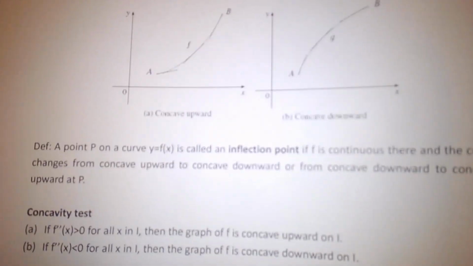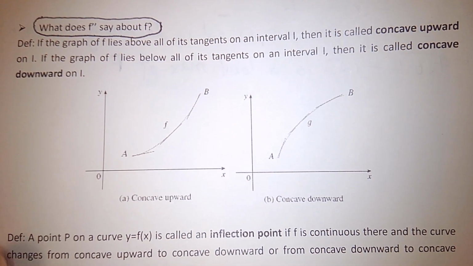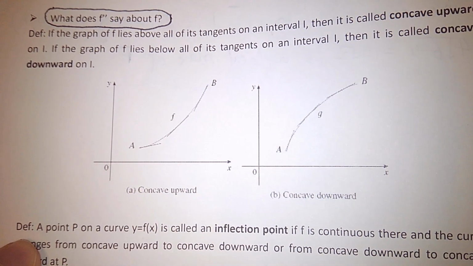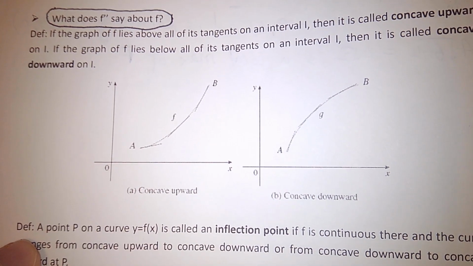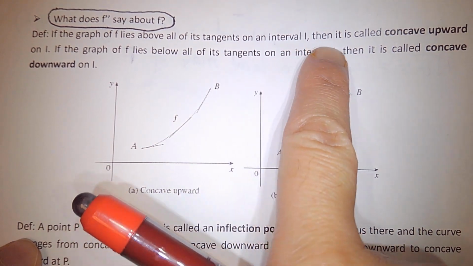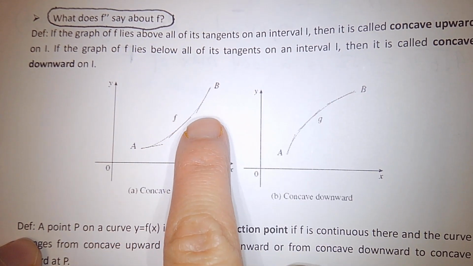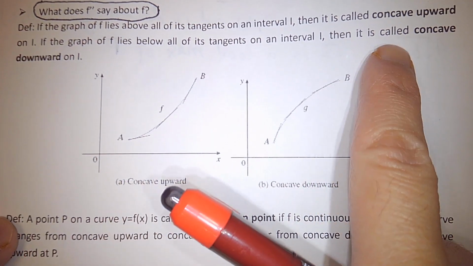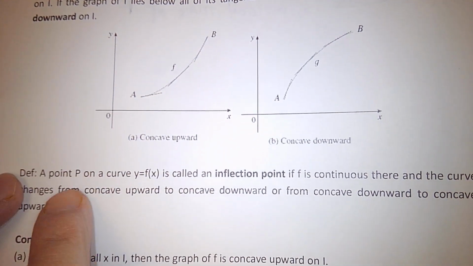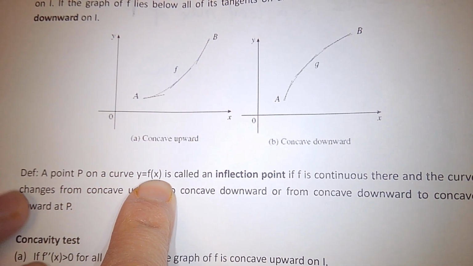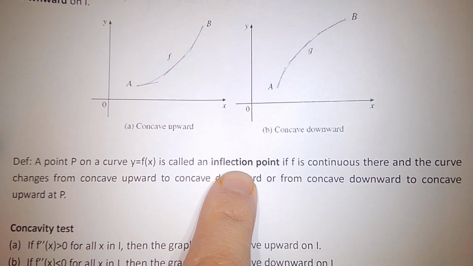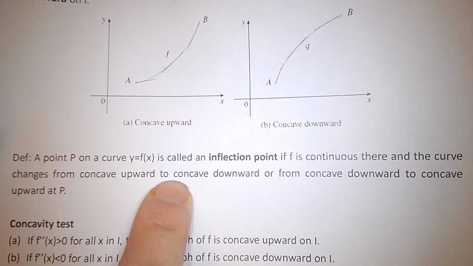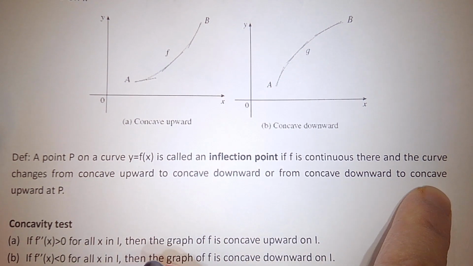Okay, now let me see whose turn. Who wants to read? Any volunteer? Tyler? If the graph of f lies above all of its tangents on an interval I, it is called concave upwards on I. If the graph of f lies below all of its tangents on the interval I, then it is called concave downward on I. A point P on a curve y equals f of x is called an inflection point if f is continuous there and the curve changes from concave upward to concave downward, or from concave downward to concave upward at P.